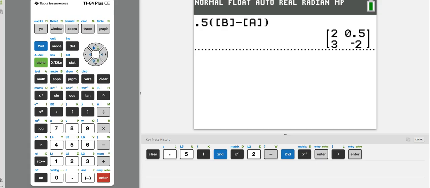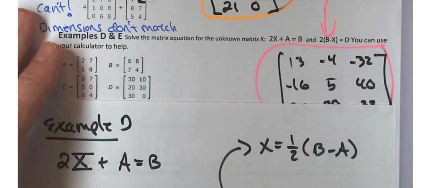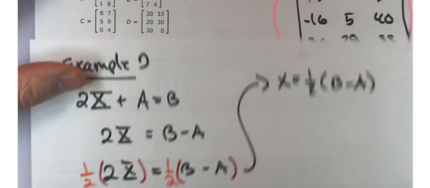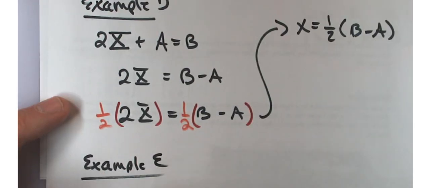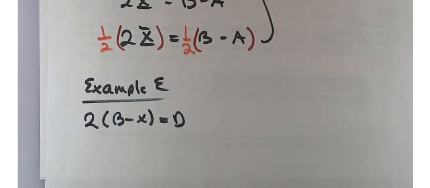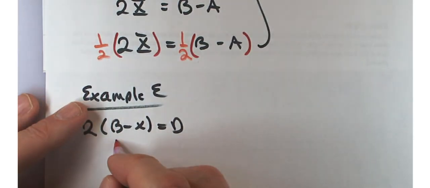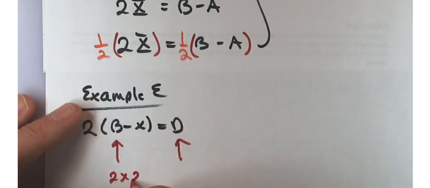All right, so does anyone see anything that can save us a little time in working with this one? So this is example E here. We're asked to calculate example E: 2 times B minus X equals D. What are the dimensions of these matrices? What's the dimension of matrix B? 2 by 2. How about matrix D?